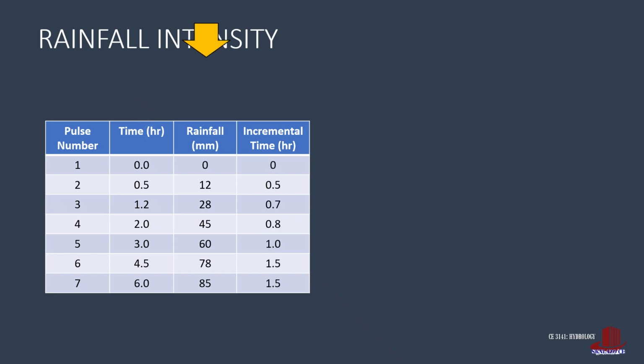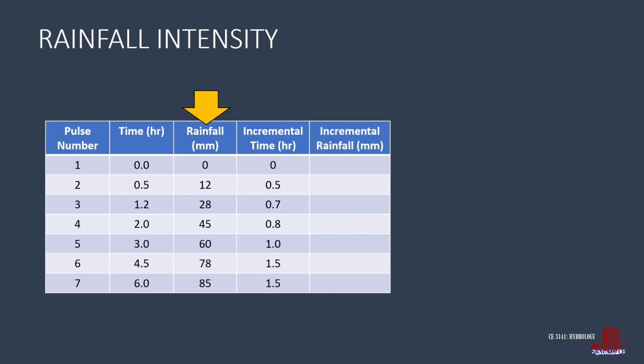The next parameter to check is rainfall. The values as observed are also increasing, which means the column is for accumulated rainfall. But what we needed is incremental rainfall, so add another column. The first entry is also 0, followed by 12 less 0 giving 12. 28 minus 12 is 16. 45 less 28 is 17. 60 less 45 is 15, followed by 78 minus 60, which is 18. The last entry is 85 minus 78, and that is 7.